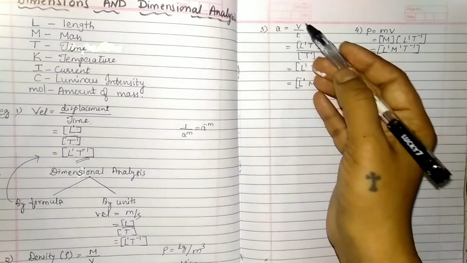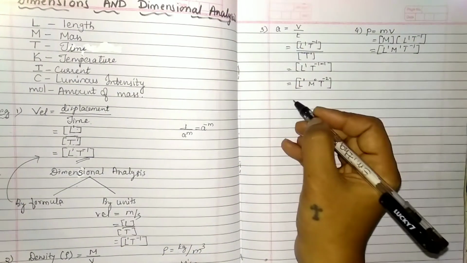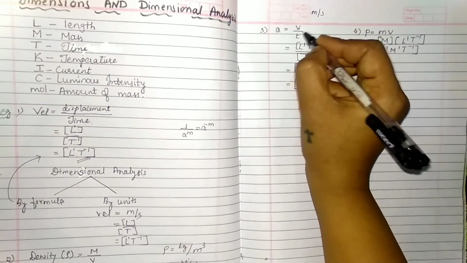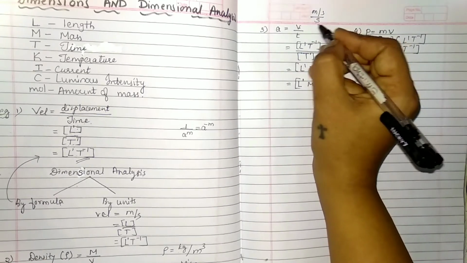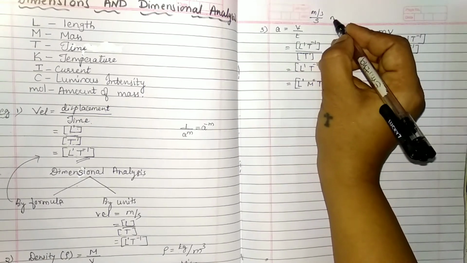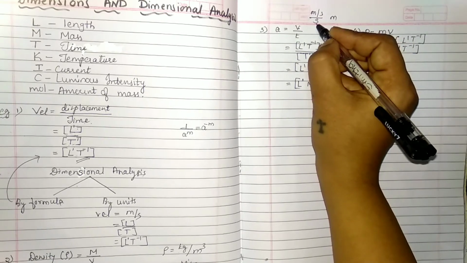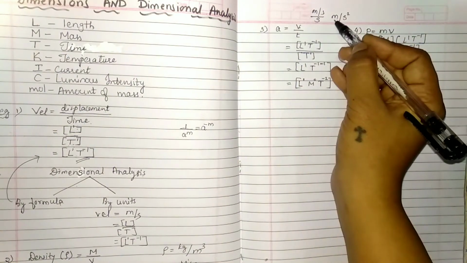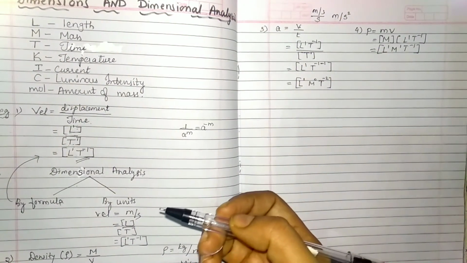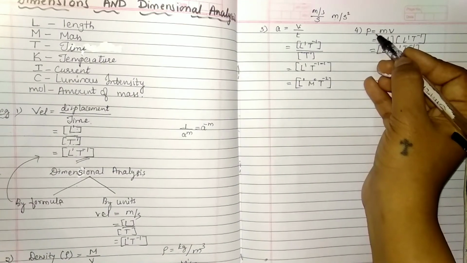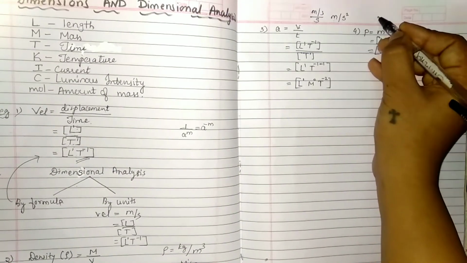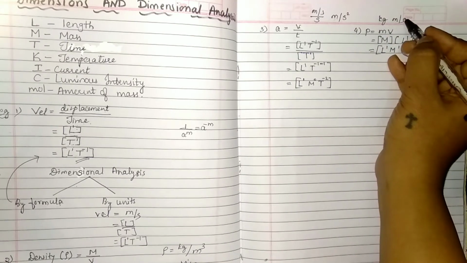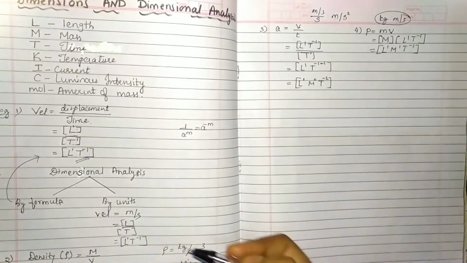If you want to find the SI unit for this acceleration, very easy. See here, velocity is in terms of meter per second and time is in terms of second. So this second is in denominator, this second is in denominator. So combining that, can we write? So we can say the SI unit is meter per second square. If you talk about momentum, you can see here m is in terms of kg, v is in terms of meter per second. So this is the SI unit of this momentum.